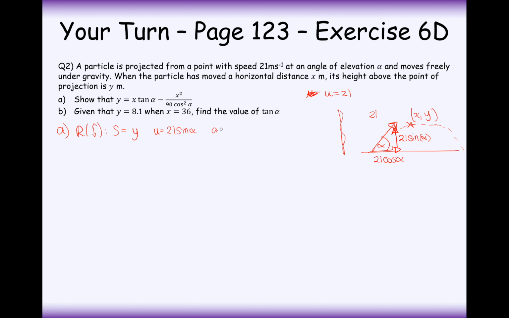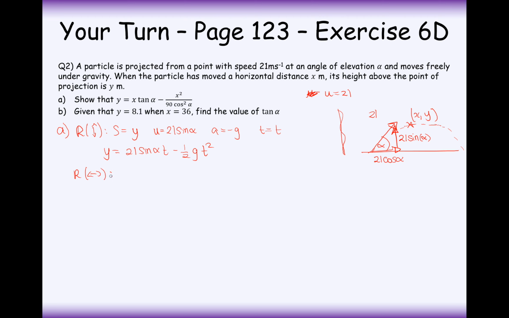V we're not really interested in. a is minus g, and t is actually what we're going to be looking to still keep in our formula, but then get rid of it later. So we're going to use s equals ut plus half at squared. So that's going to be 21 sine alpha times by t, and then it's going to be minus a half g because it's a plus half a t squared. Okay, so that's the vertical equation.